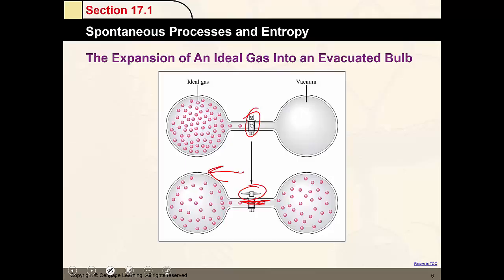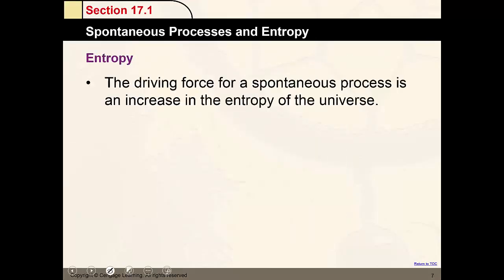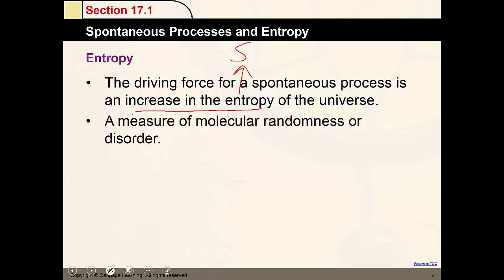So what this is called, the spontaneous process, is that each spontaneous process results in an increase in the entropy of the universe. And we indicate entropy by the letter S. And entropy is the measure of randomness or disorder of a system. And always the natural progression is from order to disorder.